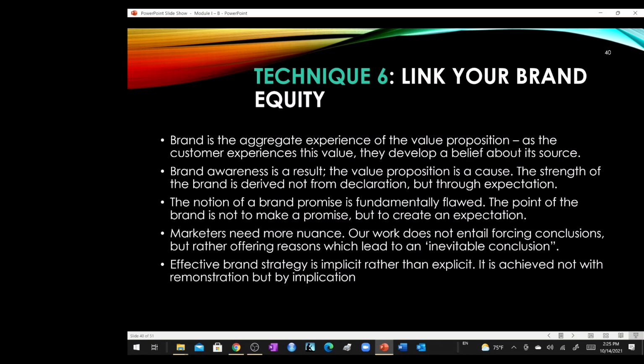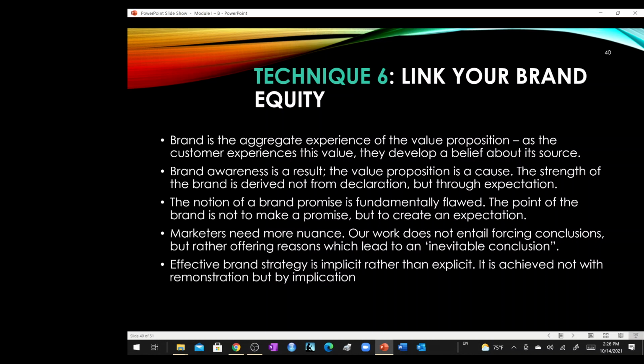All right, technique A6, link your brand equity. This is what I told you when I said, if you have a brand that has a history of 100 years or more, or 50 years, or 30 years, and you think this is long enough, leverage that. Brand is the aggregate experience of the value proposition. As the customer experiences this value, they develop a belief about this brand, this source. So brand awareness is the result. The value proposition is the cause. The strength of the brand is derived not from the declaration, but through the expectation. If you match the customer's expectation and you set the expectations right, do not exaggerate, then okay.